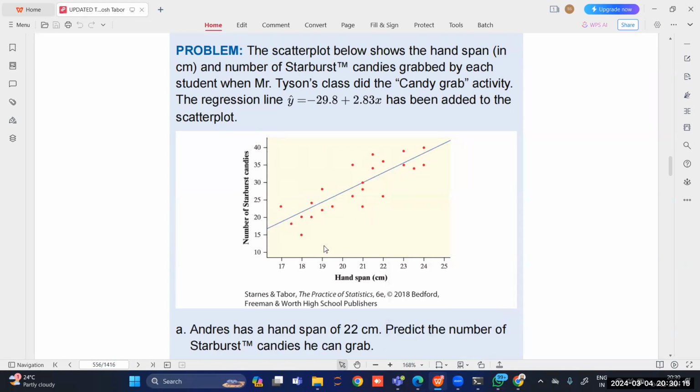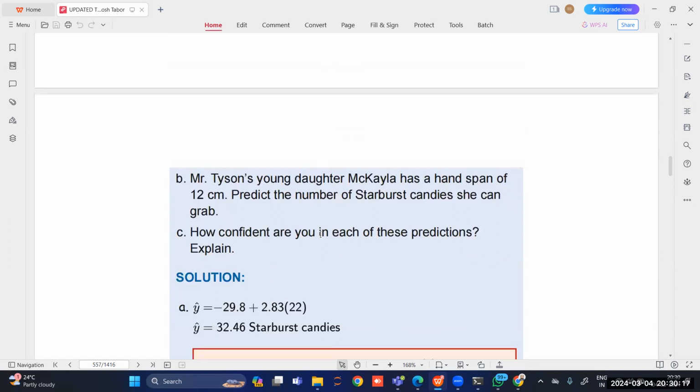So that was the thing. This is how regression is used. Come on, do the B and C also. See, it's okay.